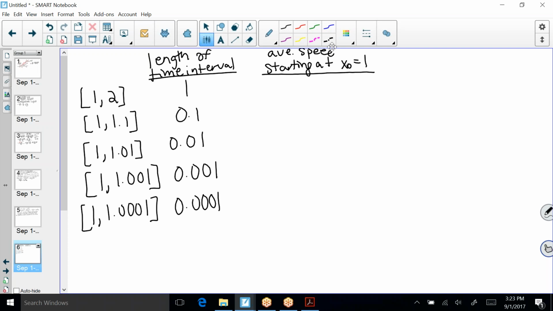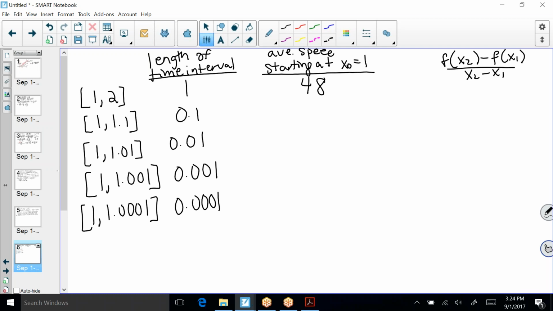So for the first one, we're calculating the average speed from 1 to 2. We're still using that same formula that we used on the last page, f of x sub 2 minus f of x sub 1 divided by x sub 2 minus x sub 1. That's our average rate of change. So that's our average speed here in this example. So we did this one up above. That was in the last example that we did. So when we had a length of the time interval from 1 to 2, we already found out that the first one is going to be 48. We just did that calculation above, so we don't have to redo it.